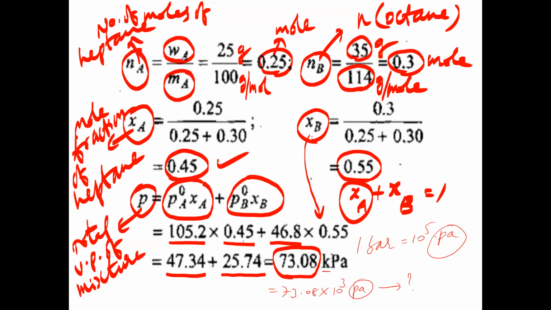Here 10 power 5 Pascal equals 1 bar. Then these many Pascal equal how many bar? We can convert into bar, so we can state the total pressure in bar. The conversion factor is understood: 10 power 5 Pascal equals 1 bar. Therefore, 73 into 10 power 3 Pascal will be equal to how many bar? We can calculate.